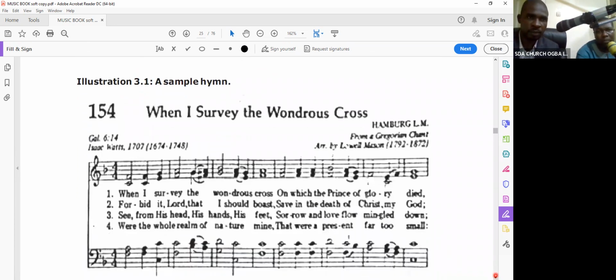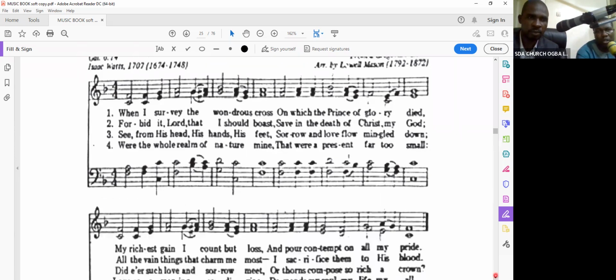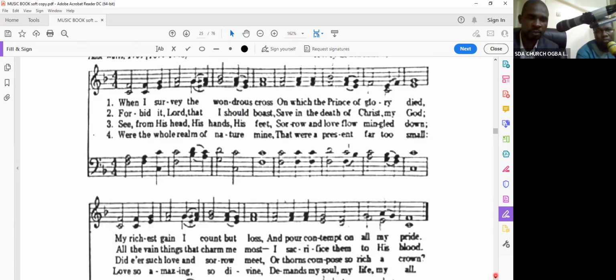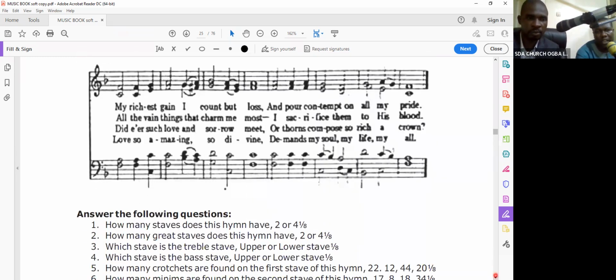This is a sample hymn. We have this in our hymn now, SDH 154, When I Survey the Wondrous Cross. I think we can just answer a few questions from here. The first question is how many staves does this hymn have?